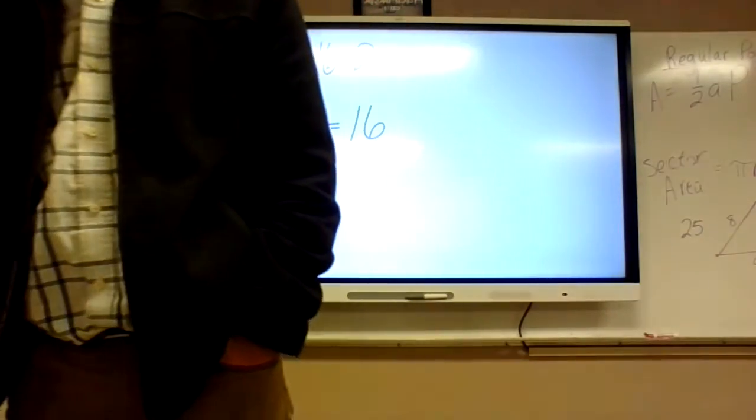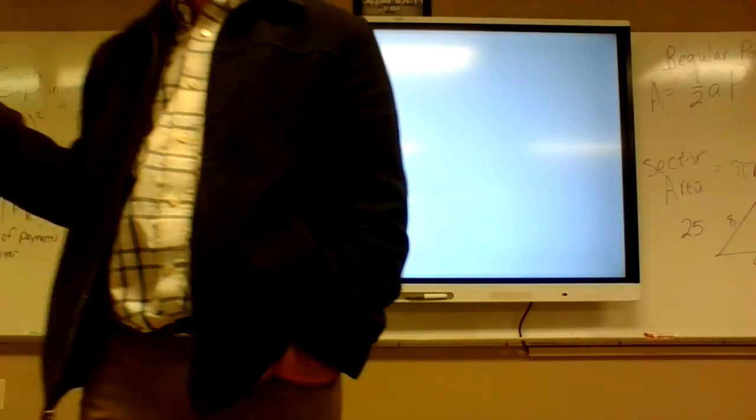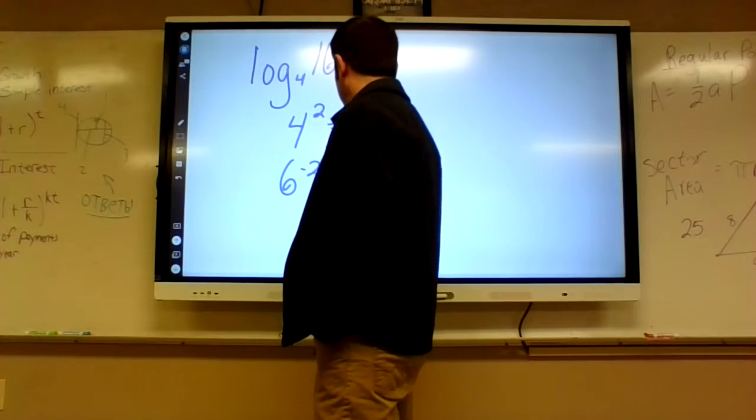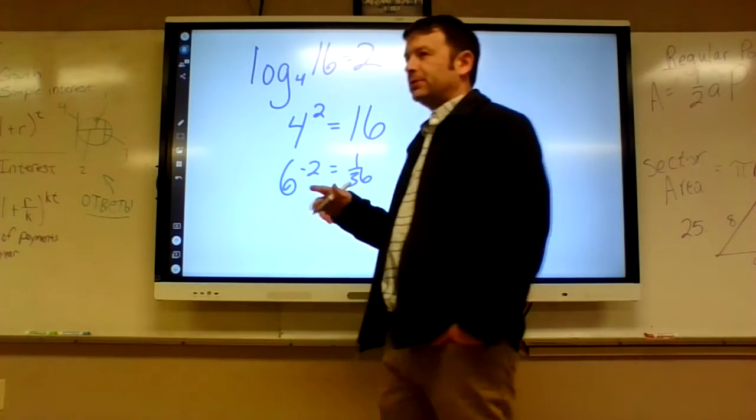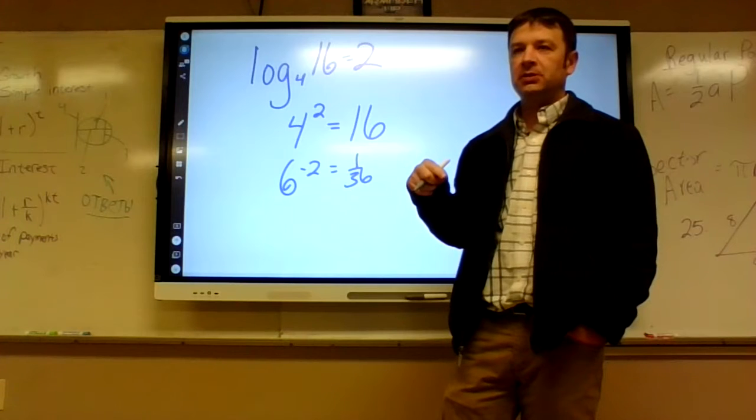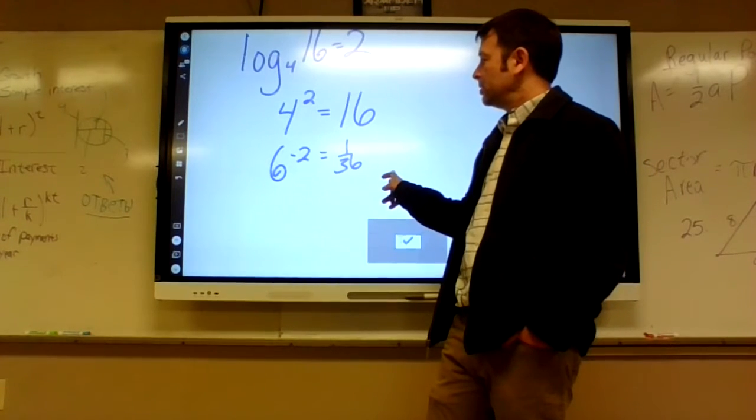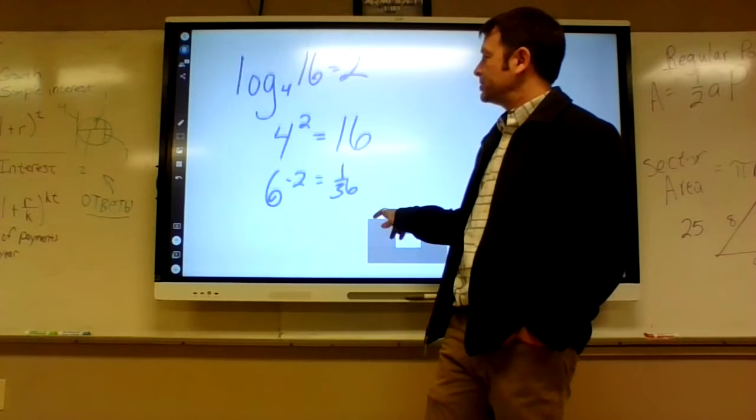Is it 6 to the negative 2? Yeah, 6 to the negative 2 equals 1/36. Alright, so it's just ACB. ACB. Xander, have you done this before? Nope. Okay. Did what we just said make sense? Yep.